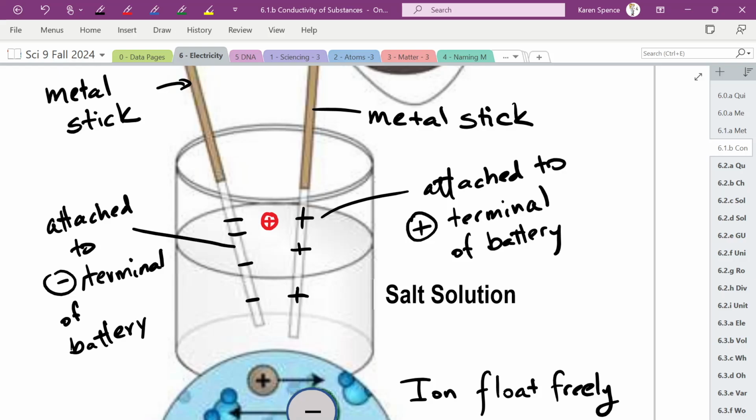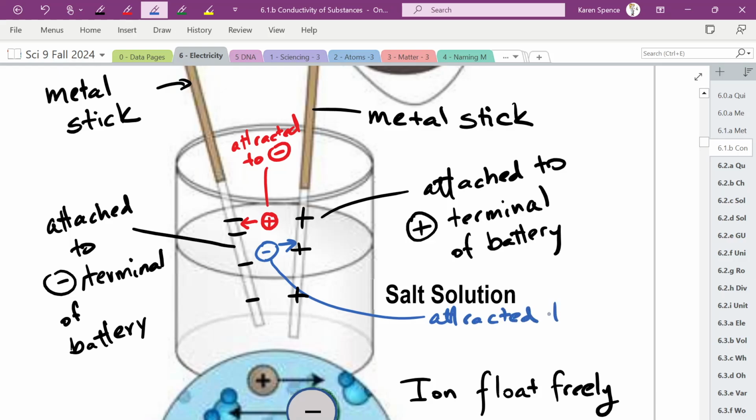It's going to go to the left because it is attracted to negative. What if we had a negative ion? It's going to go to the right because it is attracted to positive. So we have our cations going one way, we have our anions going the other way.